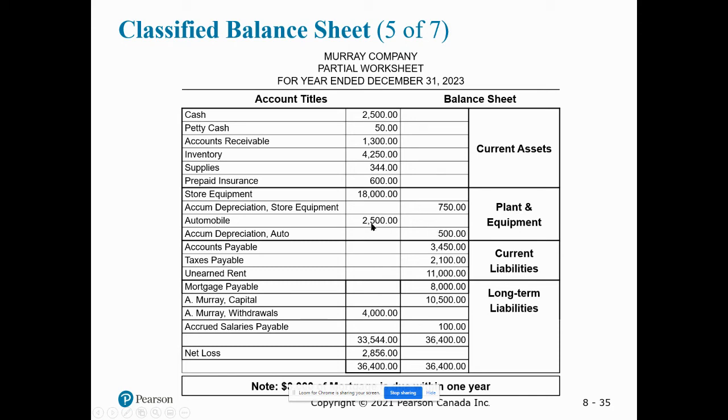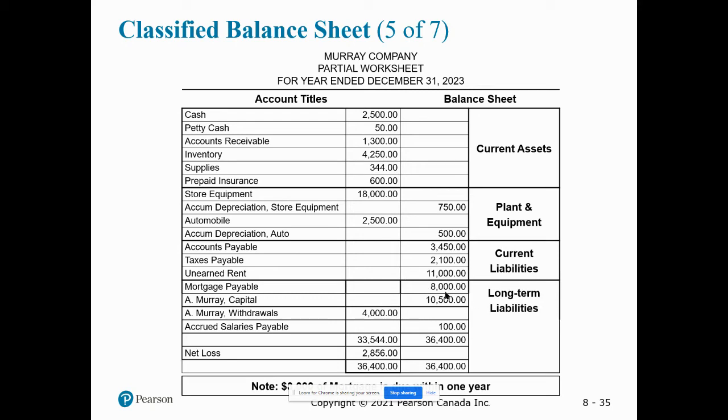Well, maybe not for $2,500, but if it's a $2,500 automobile, maybe it won't last me years and years. But in this case, it'll last me more than 1 year, so we call it plant and equipment. For my accounts payable, I'm assuming that I'll be intending to pay off these payables in 1 year's time. The taxes payable, we'd like to have our taxes paid in a year. And this unearned rent is money that will be earned in the next annual period, presuming that the $11,000 represents something that will be earned over the year.